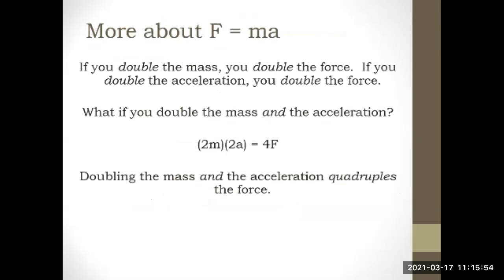Now, more about F equals ma. Now, students, see, if you double the mass, you double the force. If you double the acceleration, you double the force. What if you double the mass and the acceleration? Now, see, as I explained in the previous slide, if I double the mass, the force gets doubled. When I double the acceleration, again the force gets doubled. What happens if I double both the mass and the acceleration? The force gets quadrupled, 4 times.